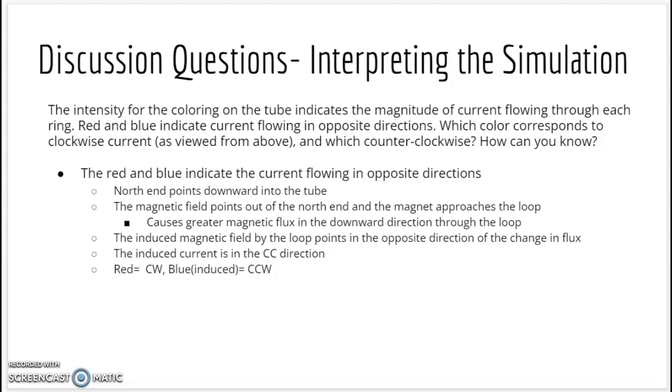Therefore, we know that it has a greater magnetic flux in the downward direction through the loop. Because of this, the induced magnetic field by the loop points in the opposite direction of the change in flux, and the induced current is in the counterclockwise direction. Therefore, red is in the clockwise direction, while blue is the induced current in the counterclockwise direction.